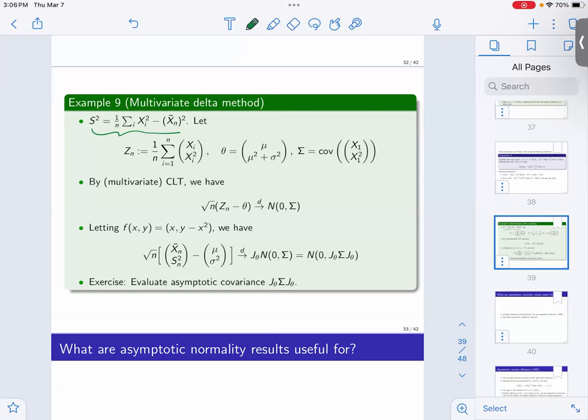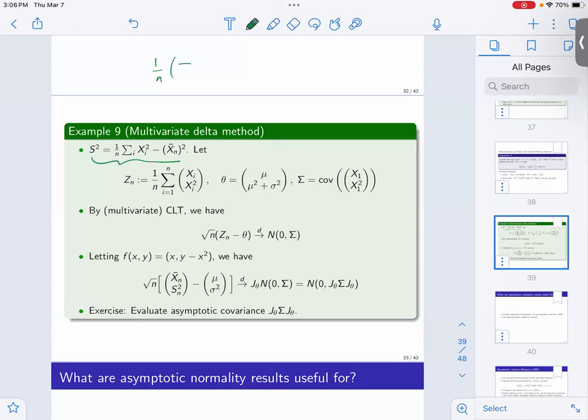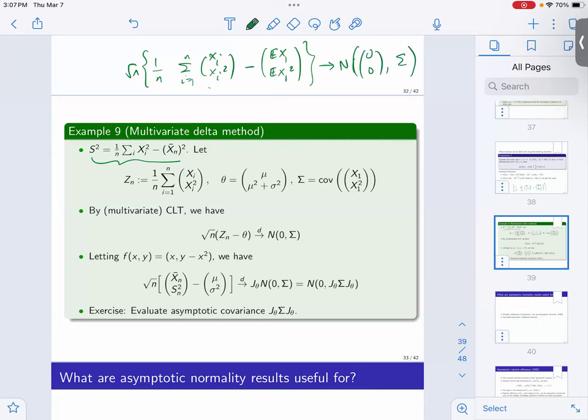So what we do is we start from this random vector. This is an average of a bunch of IID random vectors: X_i on top of X_i squared. So this is a random vector and these are IID. So we know that, for example, 1 over n summation i from 1 to n of (X_i, X_i squared), minus the expectation of one of them, which is the expectation of this vector, basically. So that's the mean. If I subtract the mean, this is the sample mean minus the expectation, times root n. This converges in distribution to normal 0 with some covariance matrix.